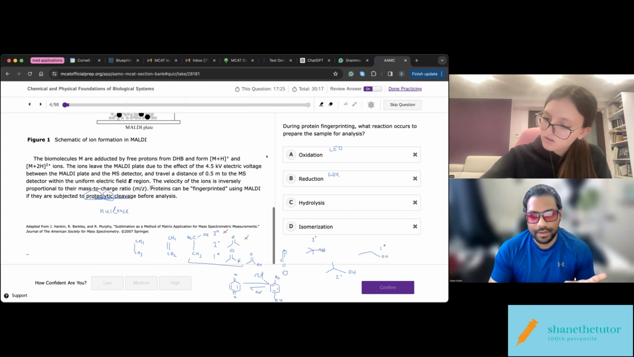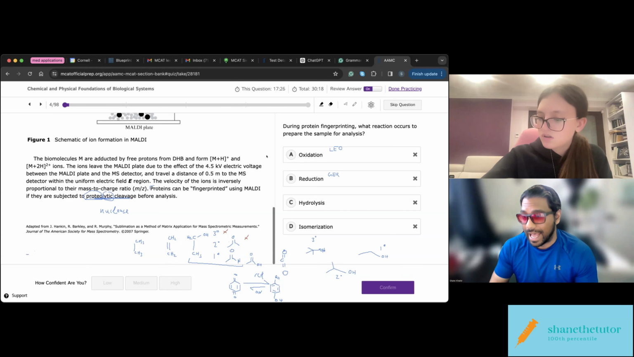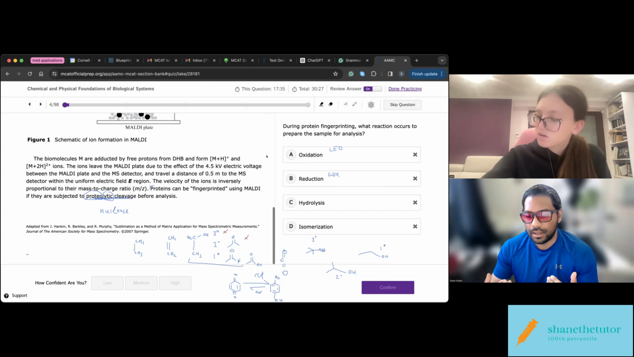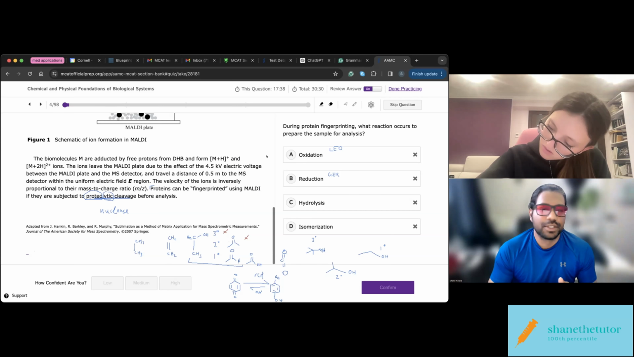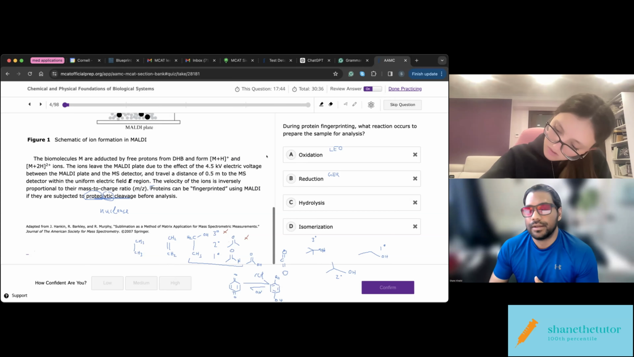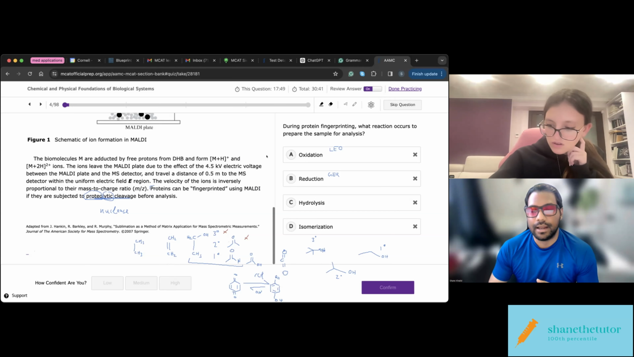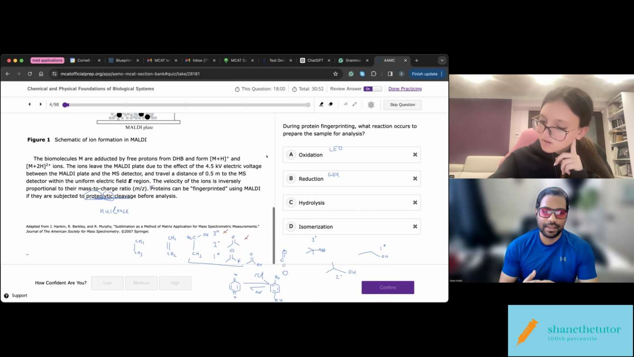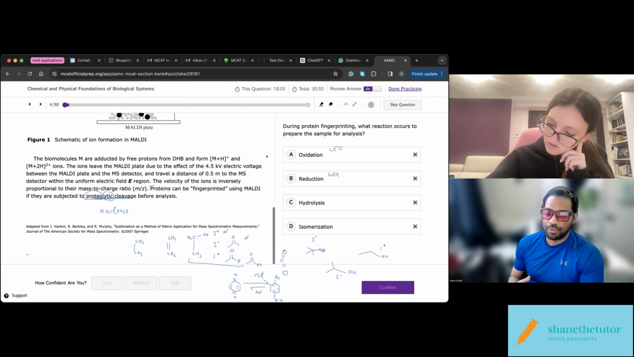That's why a reduction is called a half reaction, because the redox aspect of a reaction would have oxidation as well as reduction. You can't have oxidation without reduction and vice versa. Okay. And then isomerization is just moving some atom in the molecule itself, but it's not gaining or losing anything. So isomerization won't be it.